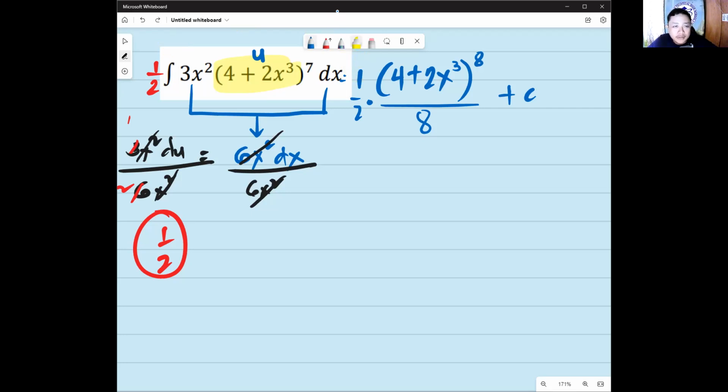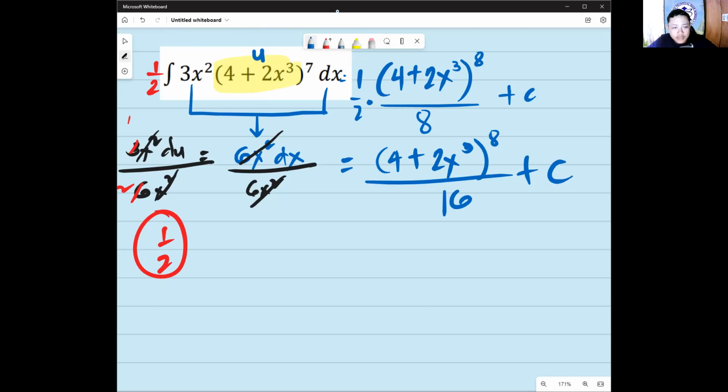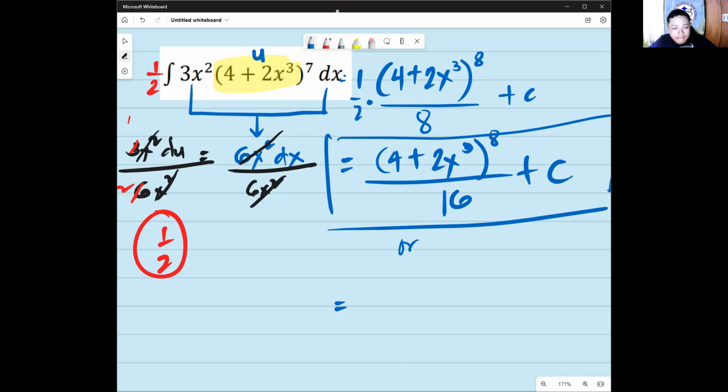Okay? And so, to continue the process, this will become, what will we do? We just have to multiply this. So this can become, if we express it in one fraction, 4 plus 2x cubed raised to 8 over 16 plus c. This is already a final answer. Or this could also be, separate our fraction, 1 over 16 times 4 plus 2x cubed raised to 8 plus c.